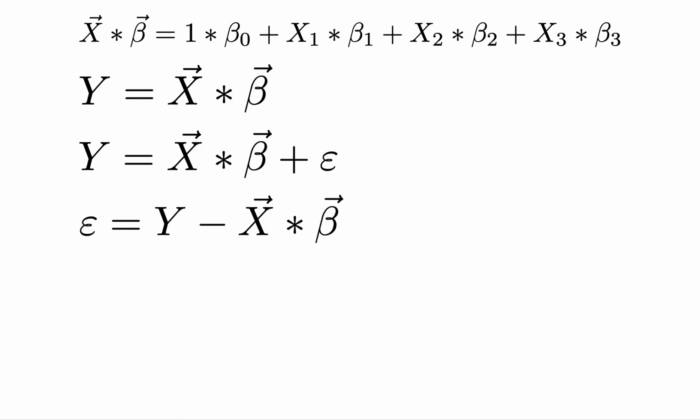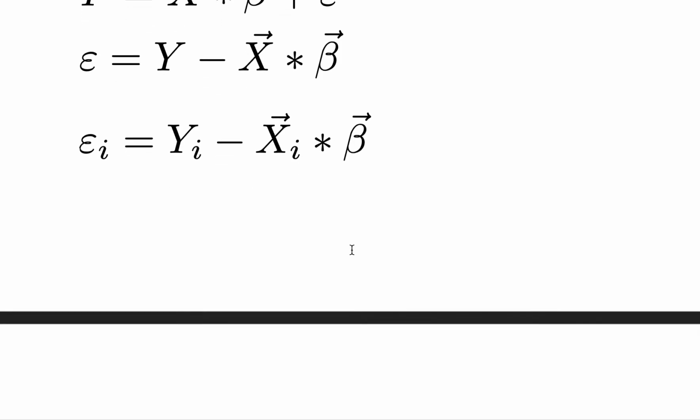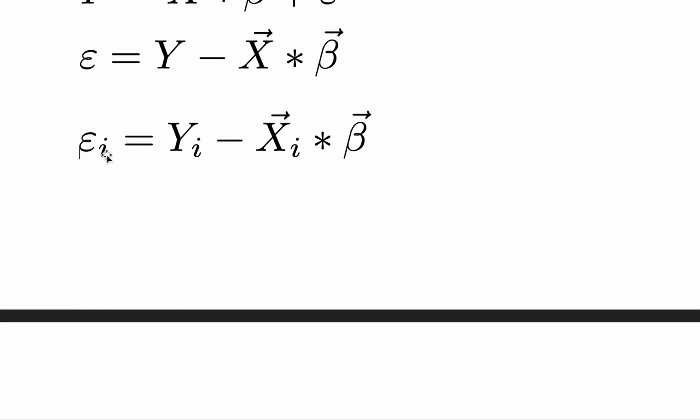So now we have to do this for all houses, right? And as we said, each house has its own epsilon, its own y, its own x. So we're going to denote each different house's epsilon, y, and x with a sub I. And what this means is that for house I, the error is going to be the price of that house minus the feature value for that house times our vector beta.